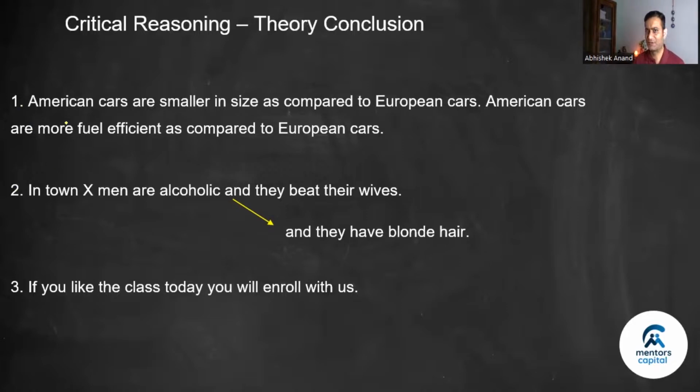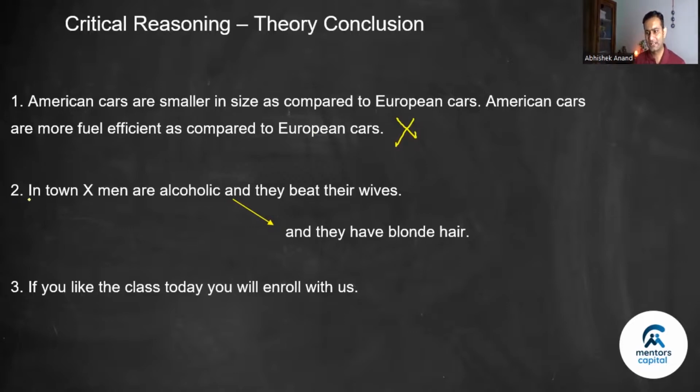So in the first case, we did not have any conclusion. Why? Because we did not have any reason. American cars are smaller in size as compared to European cars. American cars are more fuel efficient as compared to European cars. Now, you might think that American cars are fuel efficient because they are small in size, but that is not given here, right? So in this case, there was no conclusion because no reason is given for anything.